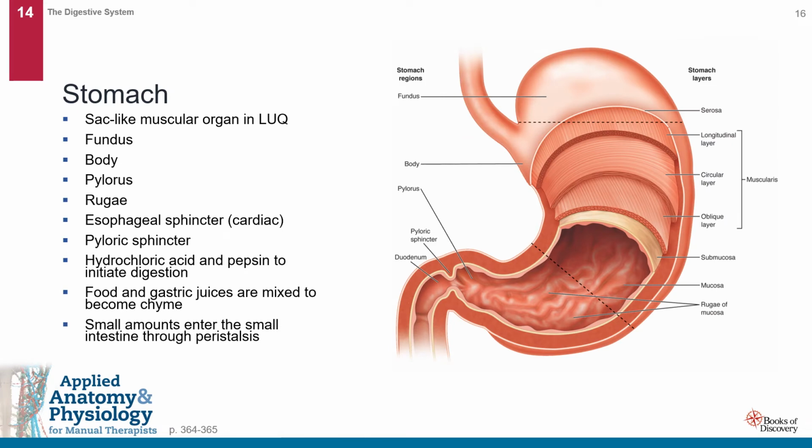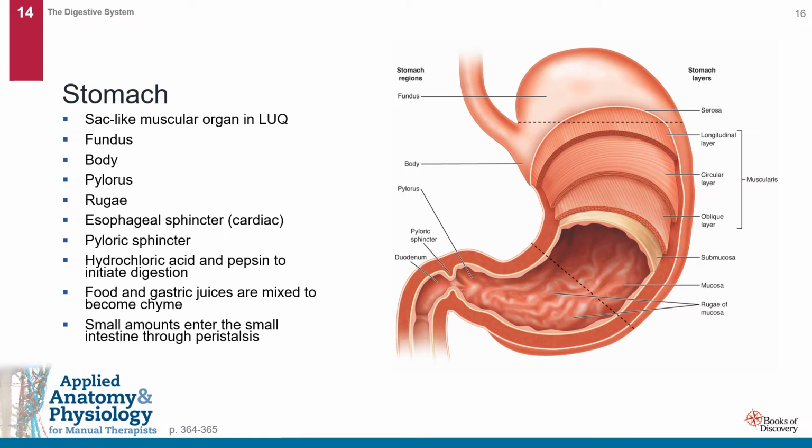Now let's take a look at the stomach. Food passes through the esophagus and enters the stomach, which is the sac-like muscular organ located in the upper left quadrant of the abdominal cavity. The stomach has three regions: a large proximal portion called the fundus, a central body, and a narrow distal portion called the pylorus. While an empty stomach is smaller than a closed fist, its inner mucosal layer has hundreds of folds called rugae that allow it to expand to accommodate large quantities of food.